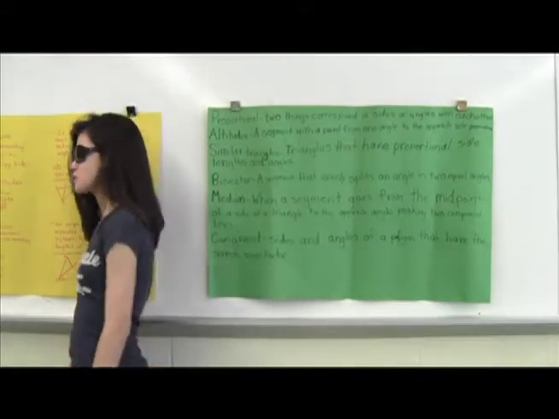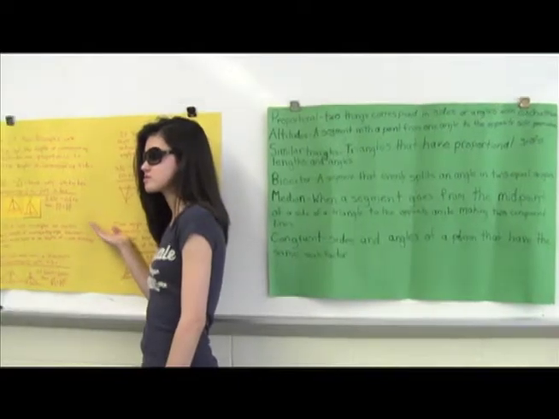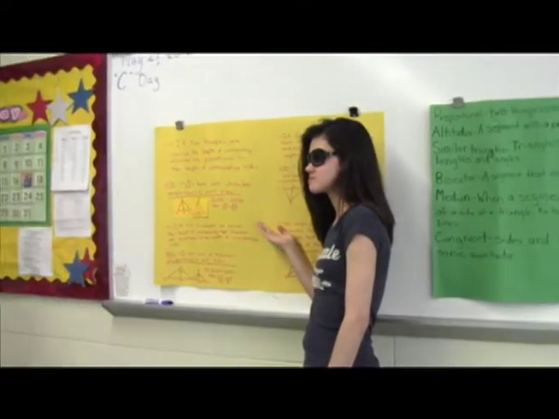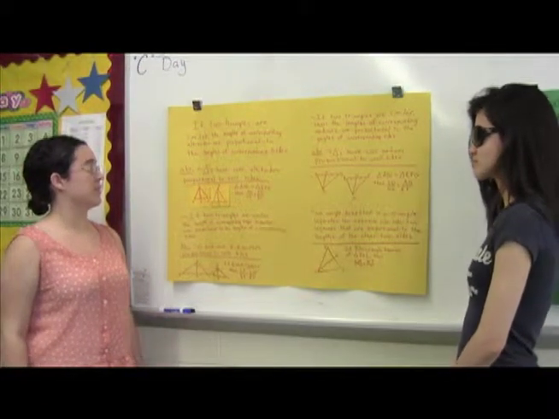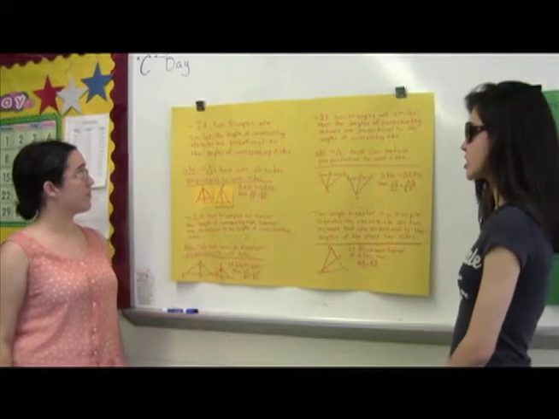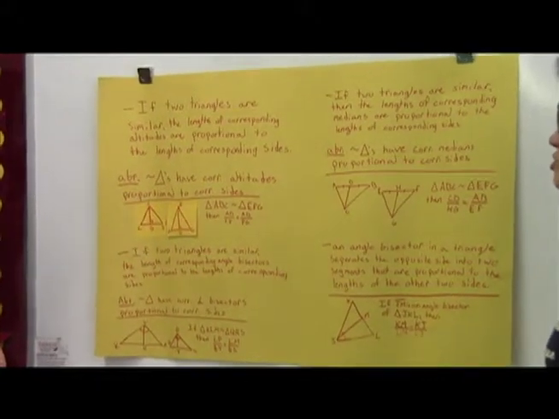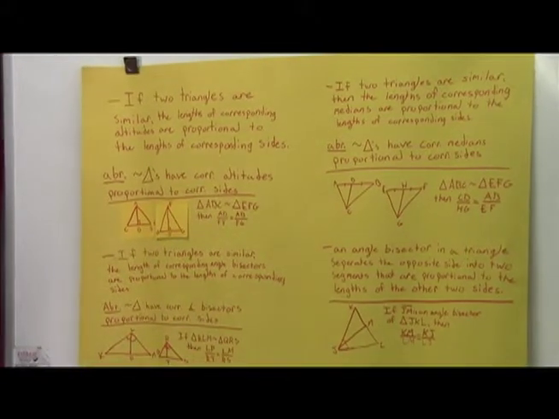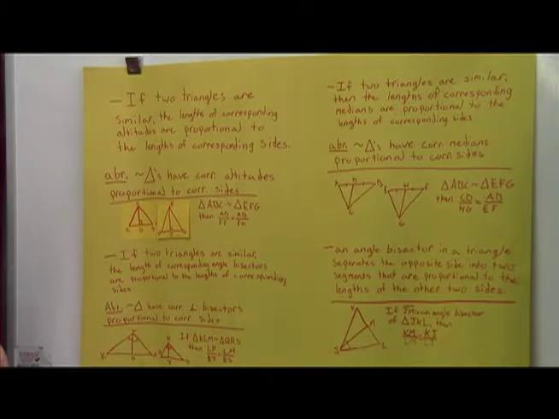So now we will go over some similar triangle theorems. There are 4 theorems that involve parts of a similar triangle. The first one states that if two triangles are similar, the lengths of corresponding altitudes are proportional to the lengths of corresponding sides. The abbreviation for this theorem is similar triangles have corresponding angles proportional to corresponding sides.